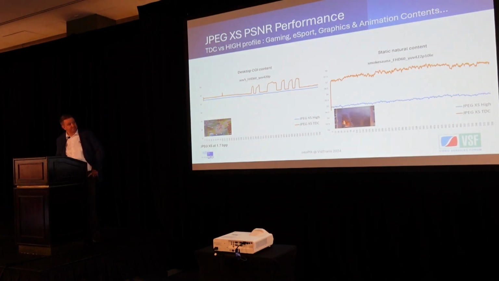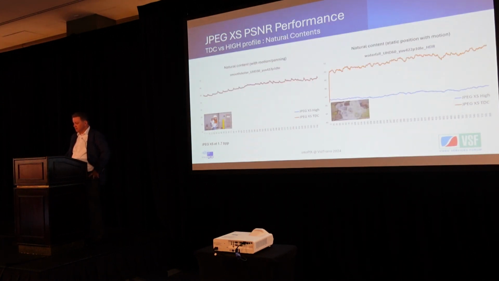And then when you look at static natural content, where there's a lot of static movement or a static part of it, in this case I think it's the smoke view that we've got there, you're seeing a 2 to 3 dB gain in that kind of content. When you're looking at just true natural content, you'll see that it matches. It gives you the same performance as you would with high. And then the one on the right is a waterfall example, where obviously the waterfall is moving but the rest of it's not moving, and you're seeing a 2 to 3 dB gain in that kind of environment with the TDC profile too.